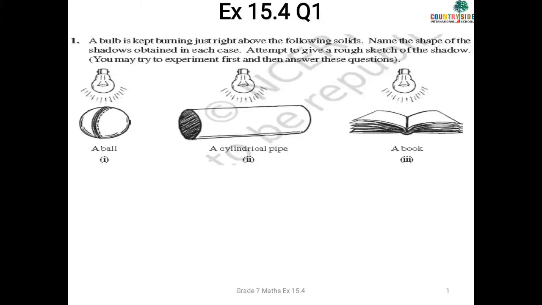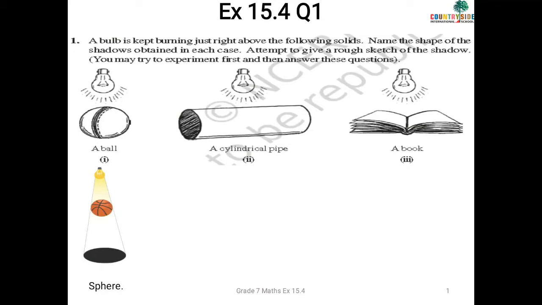Here, in the first part there is a ball, and above the ball a bulb is kept. Let me show you the condition. Here is the ball and above the ball you have put a bulb. Which figure are you able to see at the end? Yes, it is a sphere. So your answer is sphere, right?